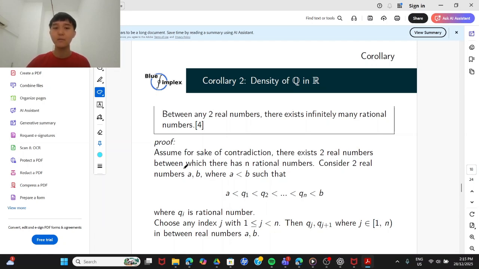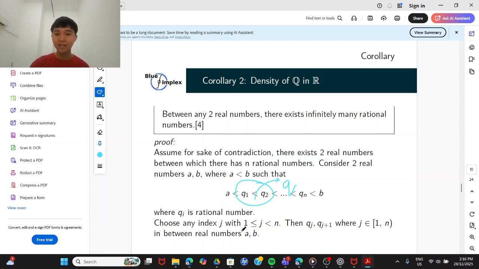Suppose there exist two real numbers between which there are only n rational numbers. So we have n rational numbers. But I can also use the denseness of the rational numbers. Taking q1 and q2 as real numbers, between them there is also a rational number. So this follows from the derived result.